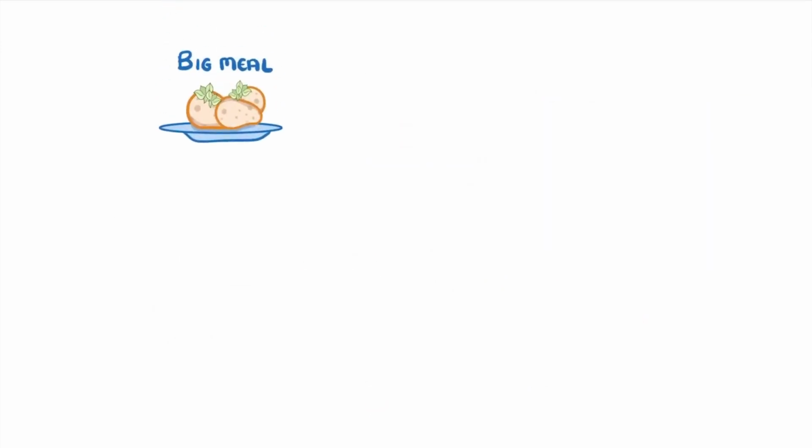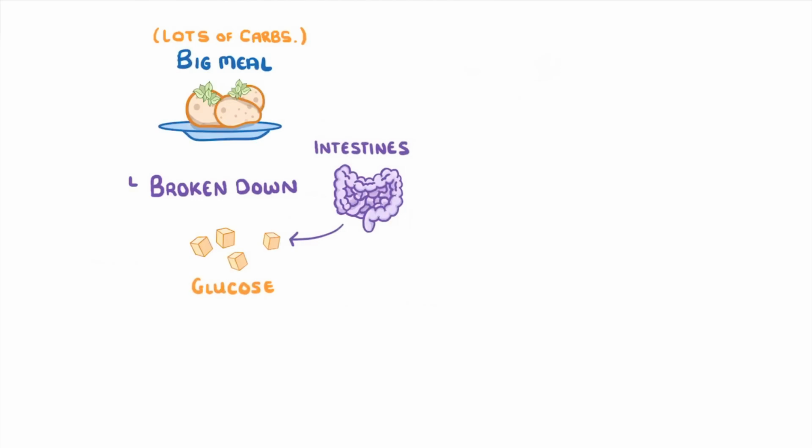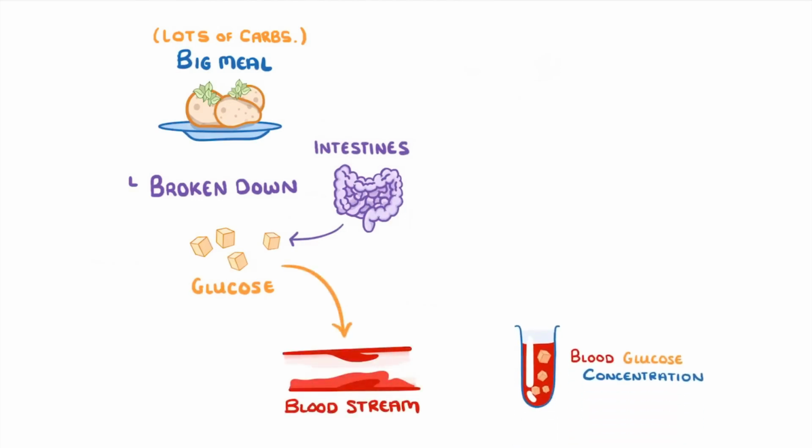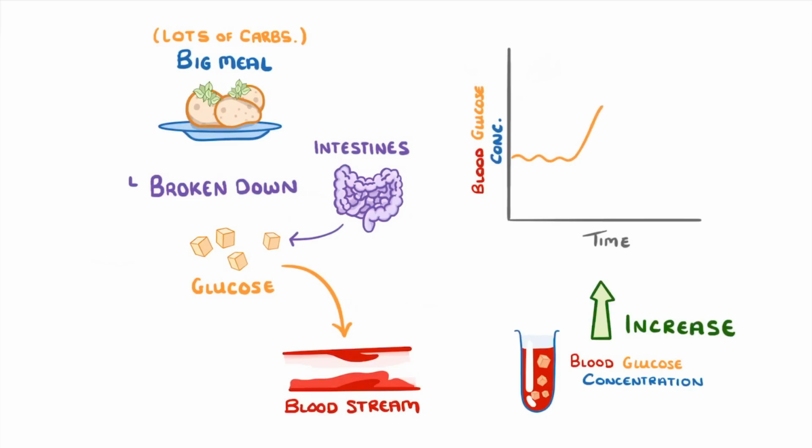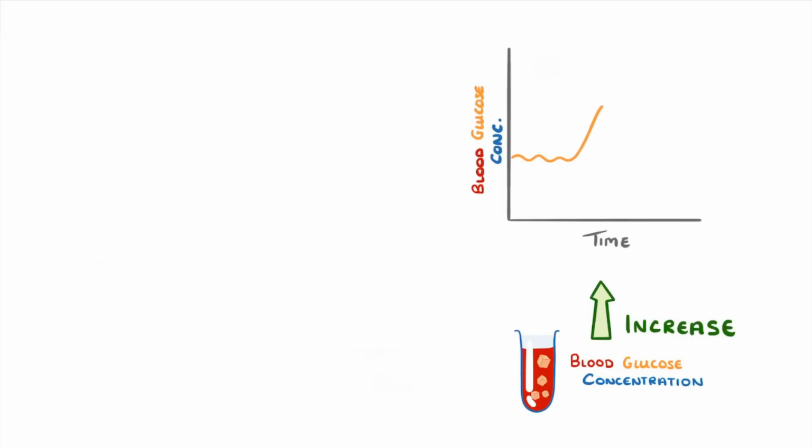If you were to eat a really big meal that had loads of carbohydrates in it, then those carbohydrates would be broken down in your intestines into lots of glucose molecules. These would then be absorbed into your bloodstream and cause your blood glucose concentration to increase. We can see this if we plot it on a graph that measures how blood glucose concentration changes with time. Before the meal, the level of glucose fluctuates slightly but stays around this normal level. Once we eat the carbohydrates though, we see this spike as the glucose is absorbed into the blood.